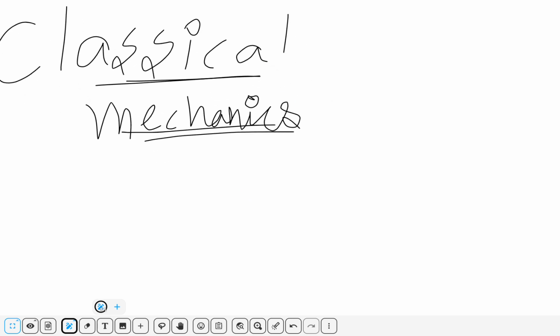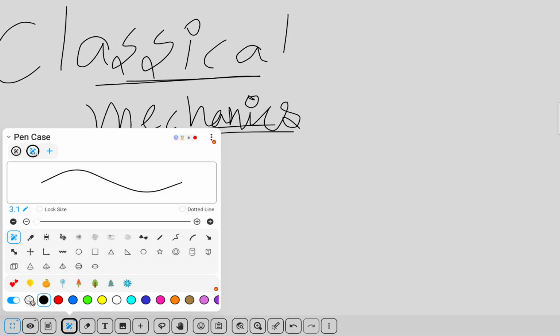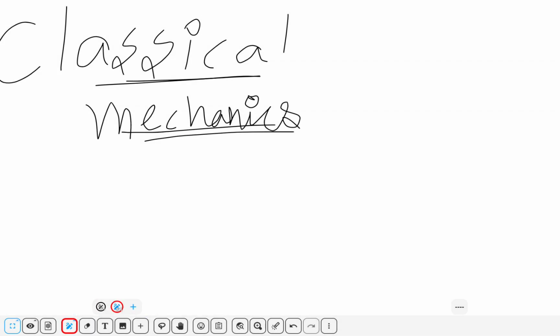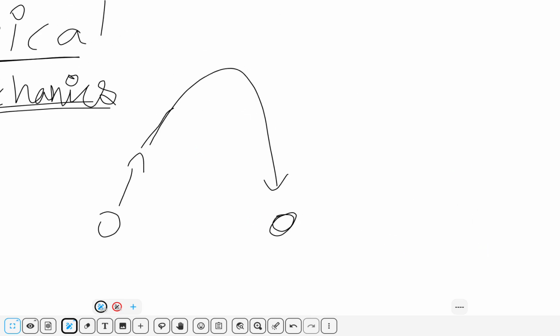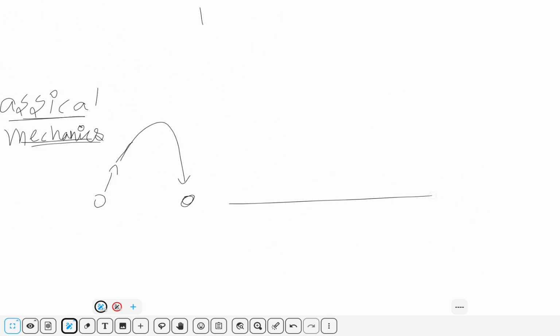Classical mechanics is when most of the stuff which you can see from your eyes comes in. Like you can directly see it from your eyes, or at least through a telescope. So a ball, throwing a ball up, it comes down. Classical mechanics.